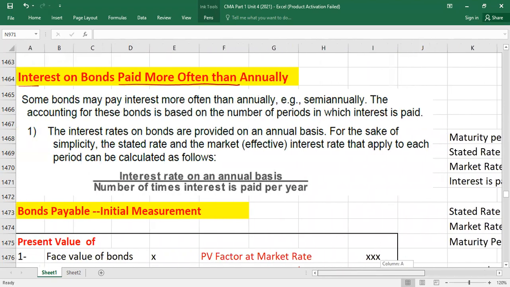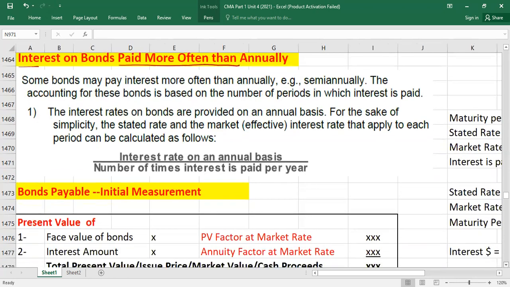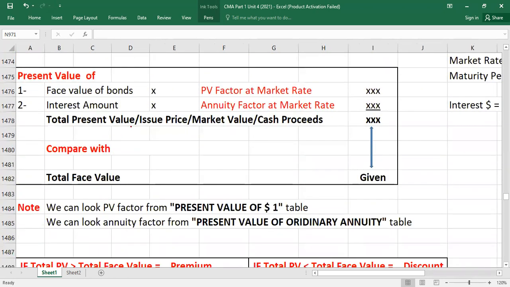First of all, how do we calculate the present value, which is also called issue price, market value, or cash proceeds? I will take the face value here. Don't make it half. For example, if you are going to repay $1,000 after 5 years or 2 years or 4 years, put $1,000 here.